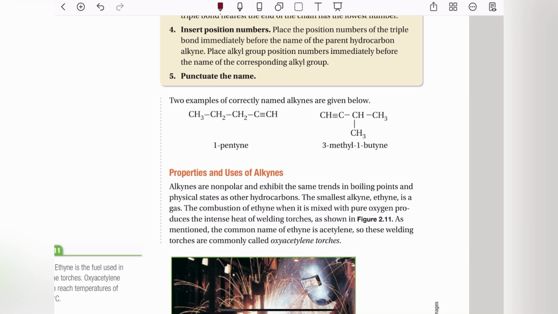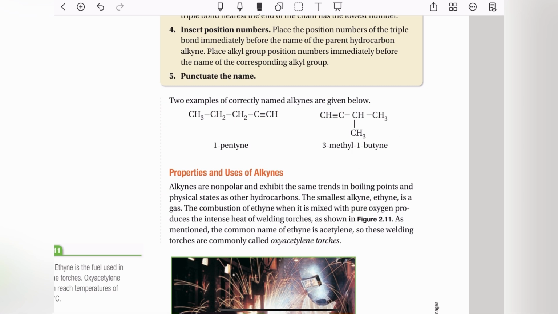Here we have 1-pentyne. It's pentyne because there are 5 carbon atoms, and "-yne" because it's an alkyne since it has at least one triple bond. And the number 1 is here because if we were to number this hydrocarbon, which is the parent hydrocarbon, from right to left, this carbon would bear the number 1.